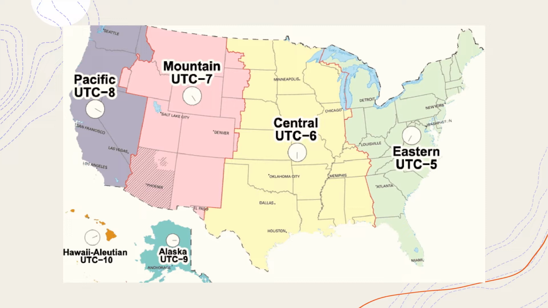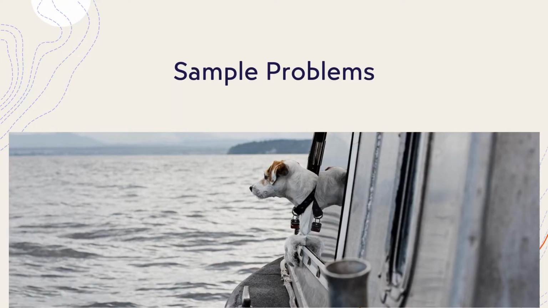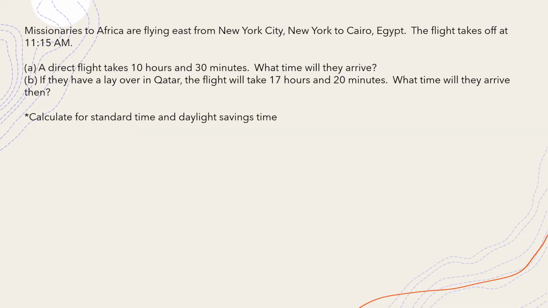So this can be very helpful when you're thinking about your traveling. And you'll see down here, Alaska's even one over, and then Hawaii is actually one over. So if you were to look at the map, you could see that those are even farther over. So let's go ahead and do a few practice problems, and we can see how these interact with each other. So here are some sample problems we're going to go through.